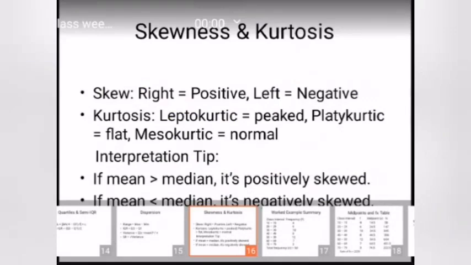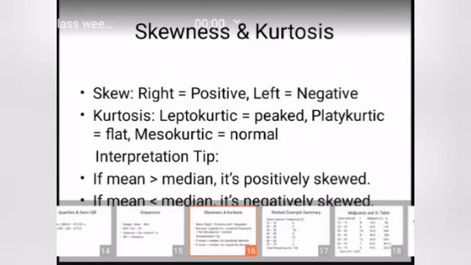So what it basically means is, if you solve a question and they tell you to determine the skewness of the question you just finished solving, you've solved for your mean and you've solved for your median. If your mean is greater than the median, it's positively skewed. And if your mean is less than the median, it's negatively skewed.